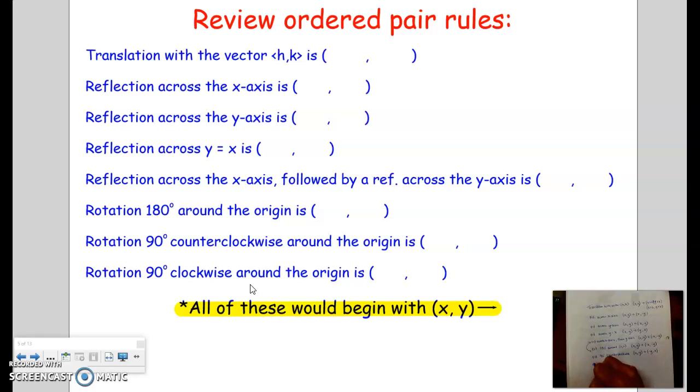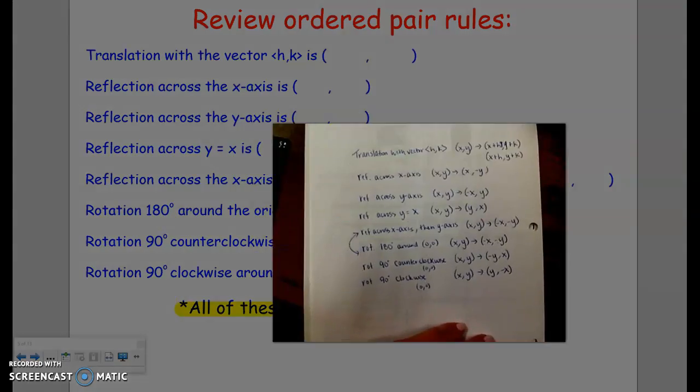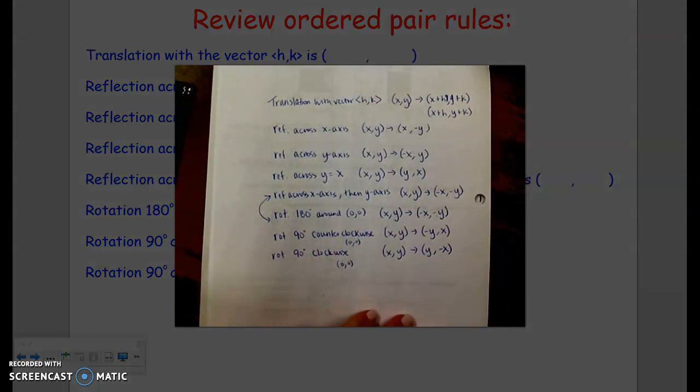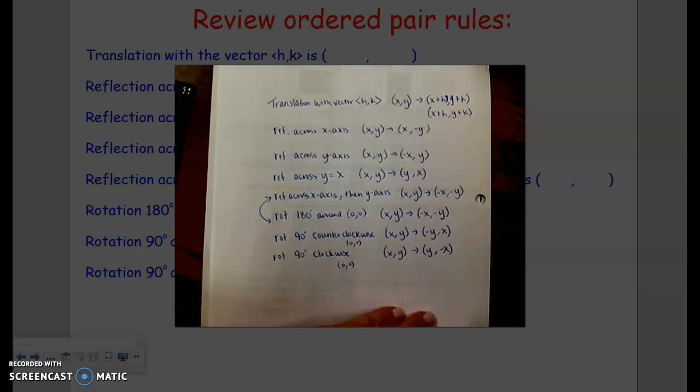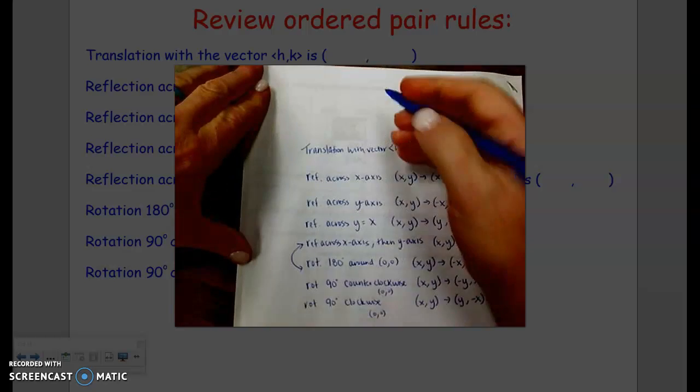The final one is a rotation 90 degrees clockwise, and both of these are around the point (0, 0). I didn't write that, but that maps a point (x, y). It also switches the x and y, but this time the x changes the sign. So (y, -x). So really make sure that you have all of these rules memorized. So if we give you a point, you could perform every one of these transformations to it. So let's just take a point and let's practice that.